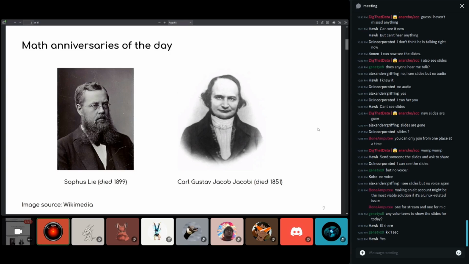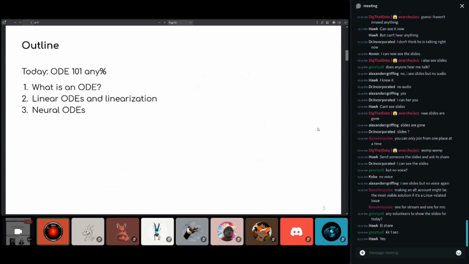Another one who died on the 18th of February was Jacobi, who gave us the Jacobian among many things, and he was actually someone who did a lot of work on the theory of differential equations. So yeah, stuff to think about.